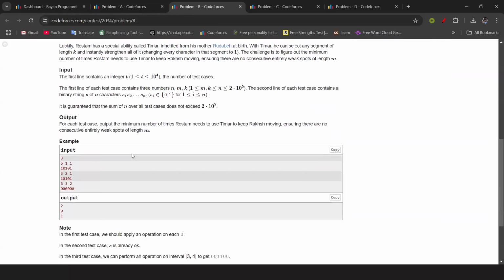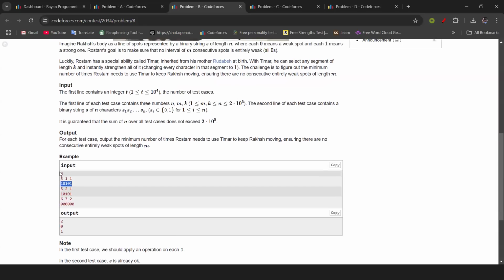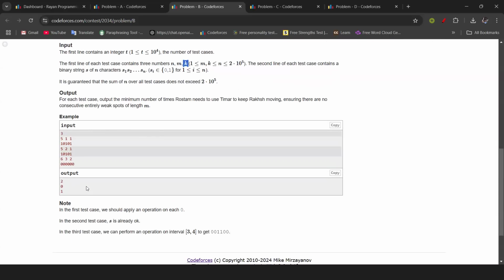Okay, so basically we are given a string, and that string should not have any consecutive m zeros. To make sure of that, we can perform some operations. In every operation, we can select a segment of length k. We are given n, m, and k, so we can select a k.